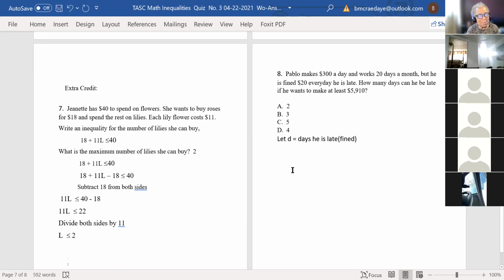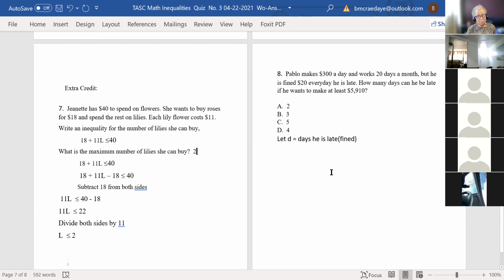Let's look at number 8. We're over on the other side. Pablo makes $300 a day, works 20 days a month, and is fined $20 every day he is late. How many days can he be late if he wants to make at least $5,910? Now, at least means it's got to be what? Greater, less than, no, greater. No, at least. What does at least mean?